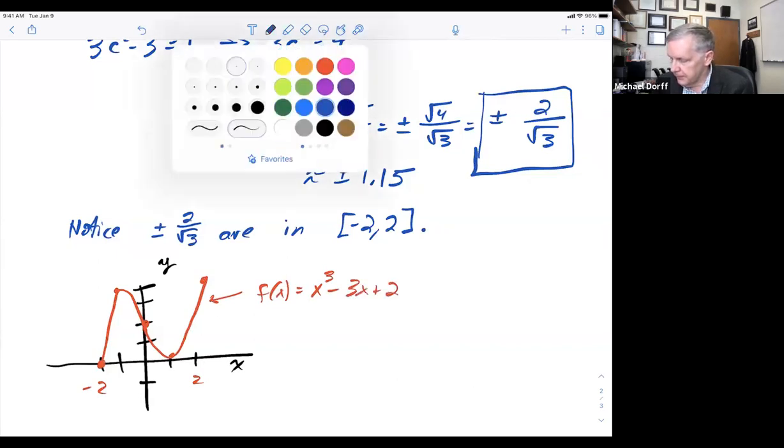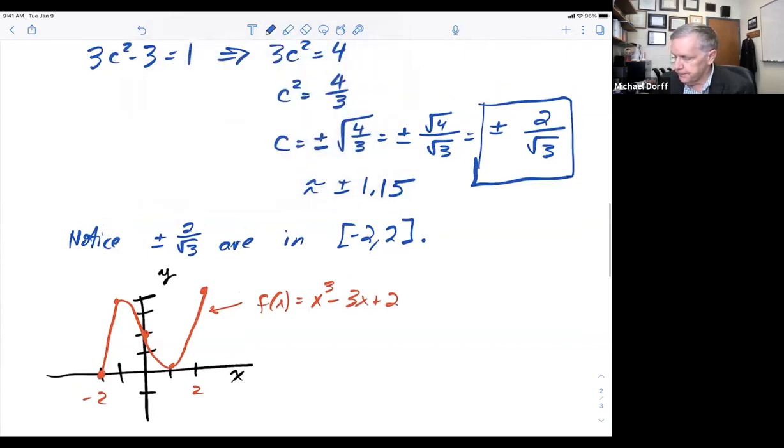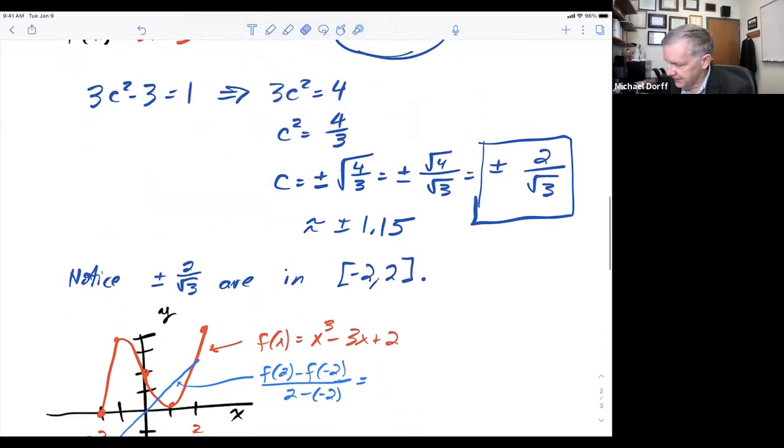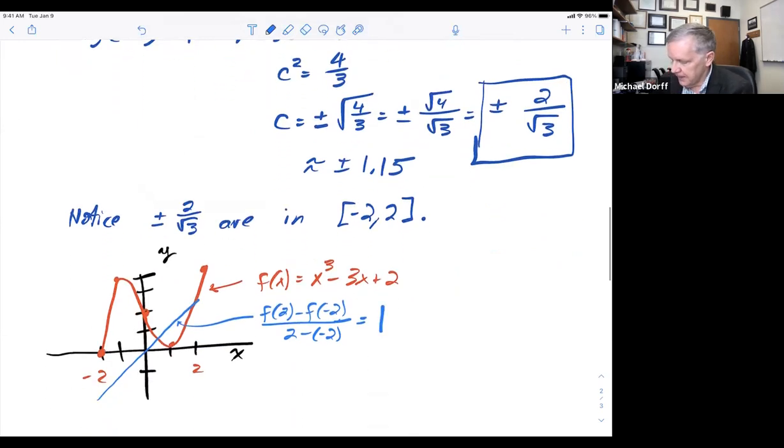Now, we figured out here that the value of f of 2 minus f of -2 over 2 minus -2 was equal to 1. Sorry, made a few mistakes there. That was equal to 1. So now there's got to be points. That's the slope of that line.